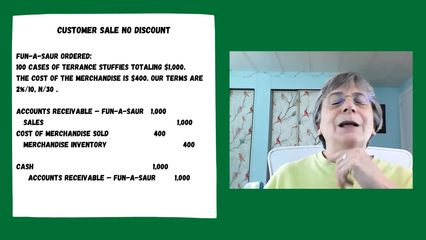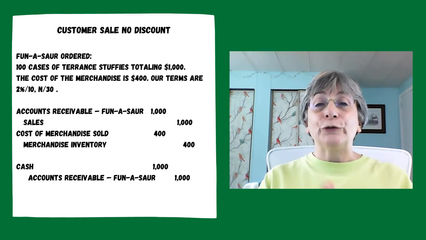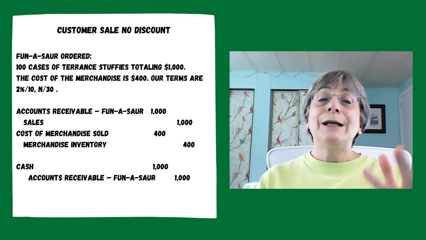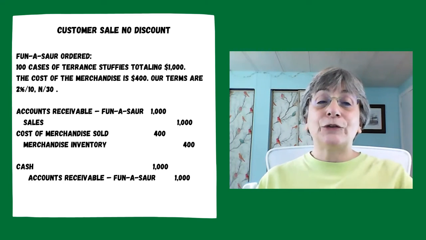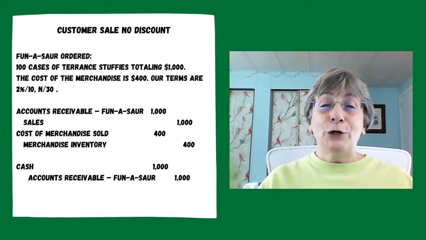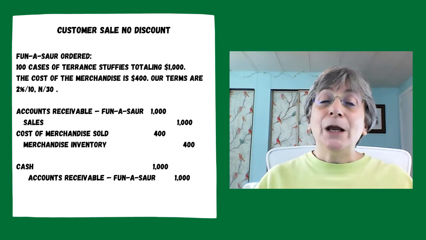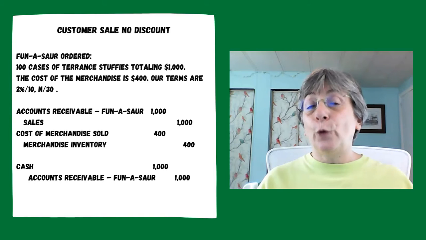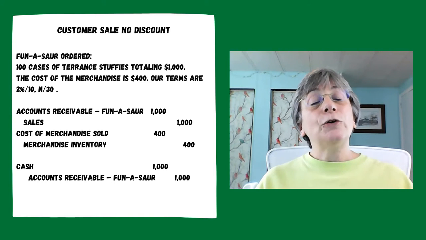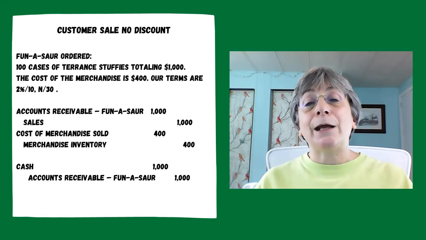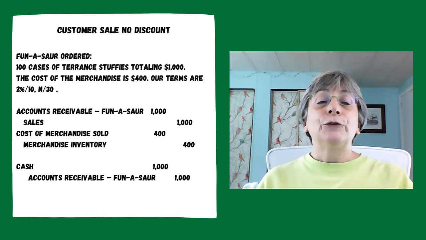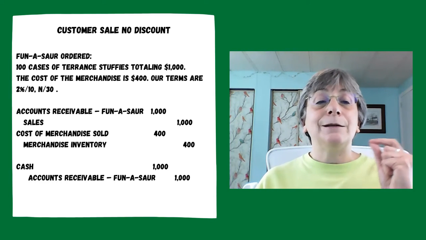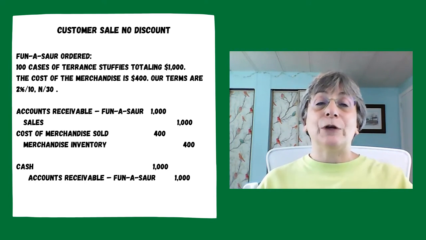Okay. So Funosaur orders from us 100 cases of Terrence stuffies, totaling $1,000. The cost of the merchandise is $400, and our terms are 2/10, net 30. So if Funosaur pays us within 10 days, they're going to get a 2% discount.